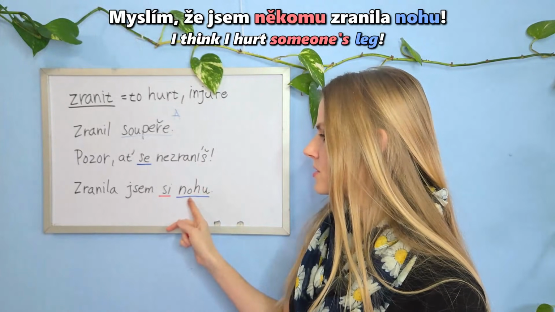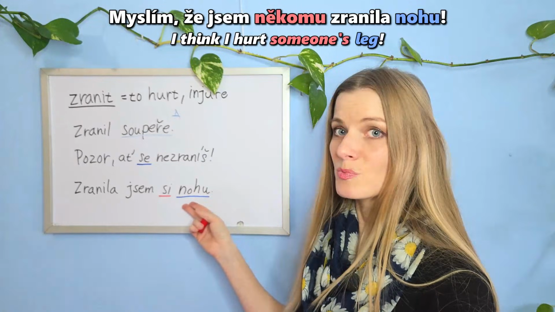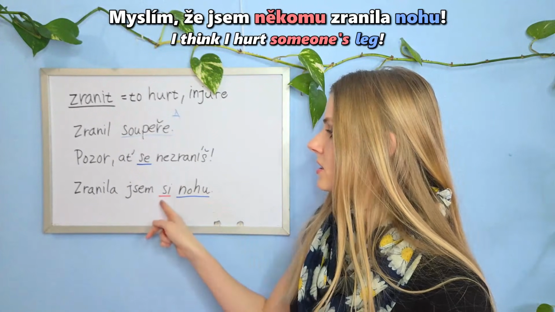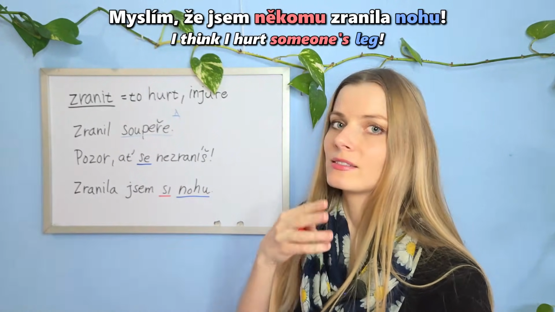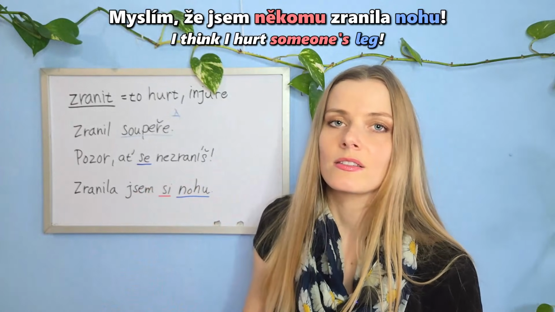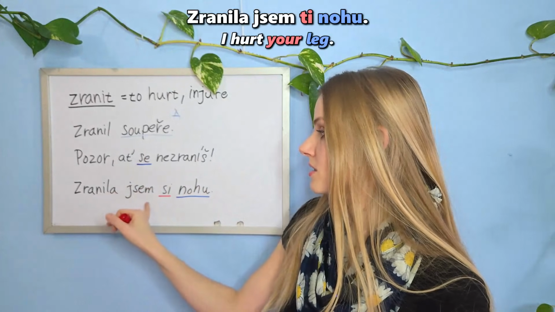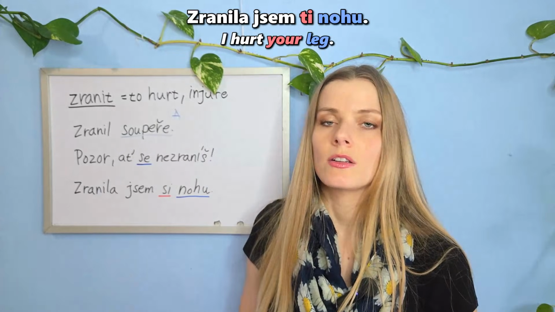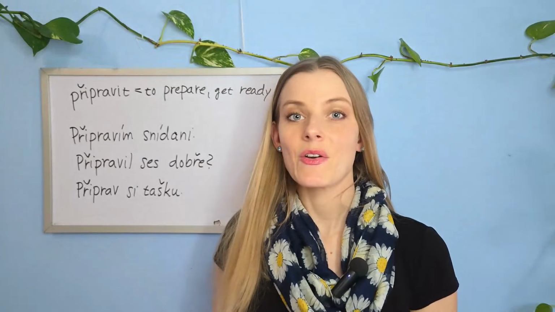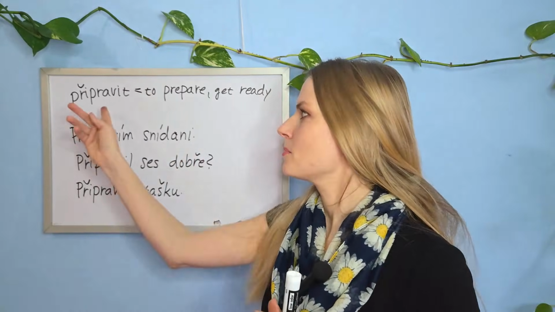But once you use a specific direct object here, it's natural to say si or anything else in the dative. It could also be zranila jsem ti nohu. I hurt your leg.